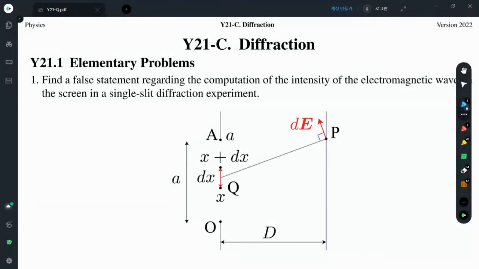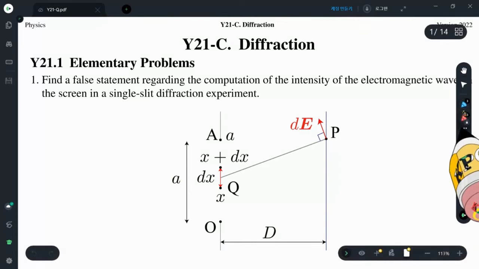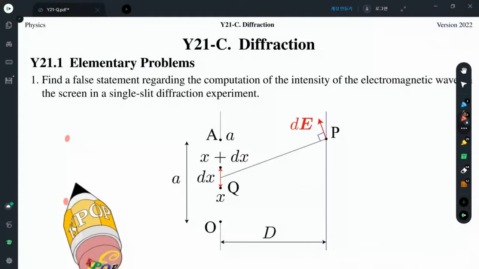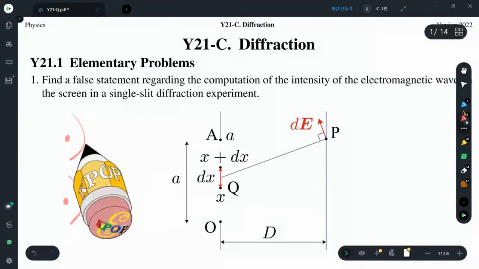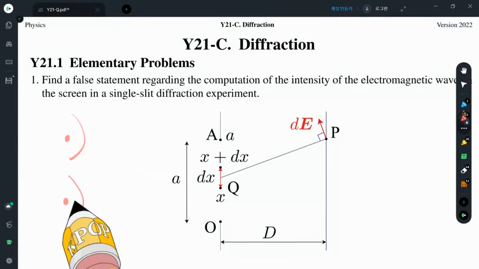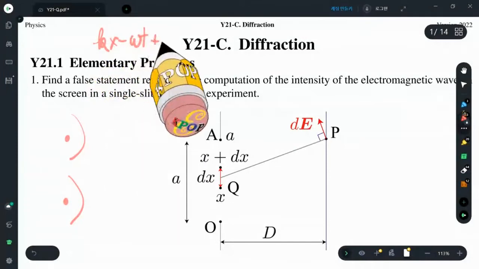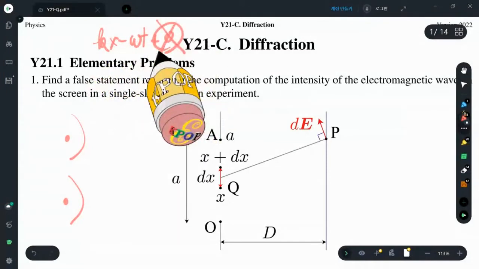Diffraction. Until now, we have studied the interference pattern due to two sources. Young's experiment is the one to consider the interference of two light waves. They are coherent. Coherent means they have the same kx minus omega t, and the phase difference is nothing.